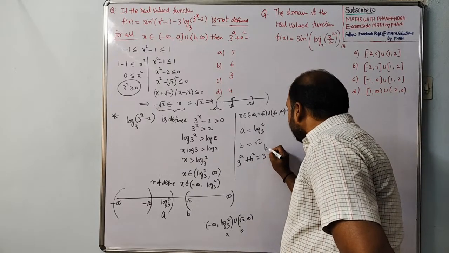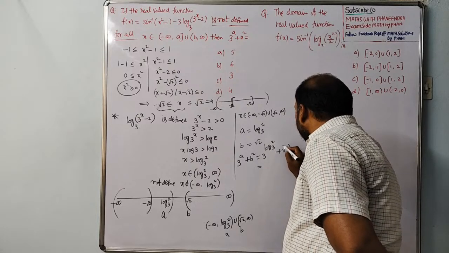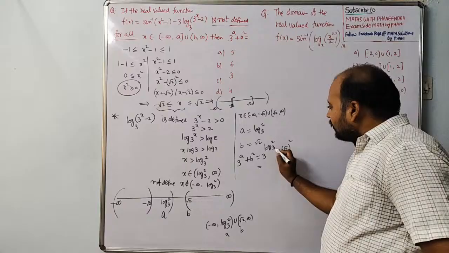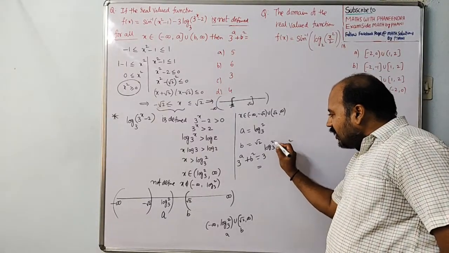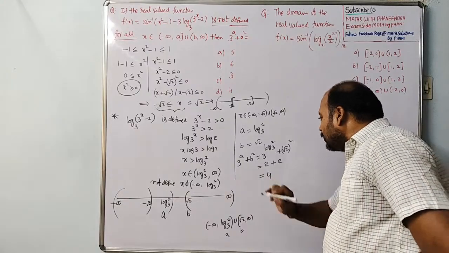3 power A means 3 power log 2 to the base 3, plus root 2 whole square. 3 power log 2 to the base 3: whenever these two are equal, the answer is equal to 2 only. No, plus root 2 whole square is 2. 2 plus 2 is 4.